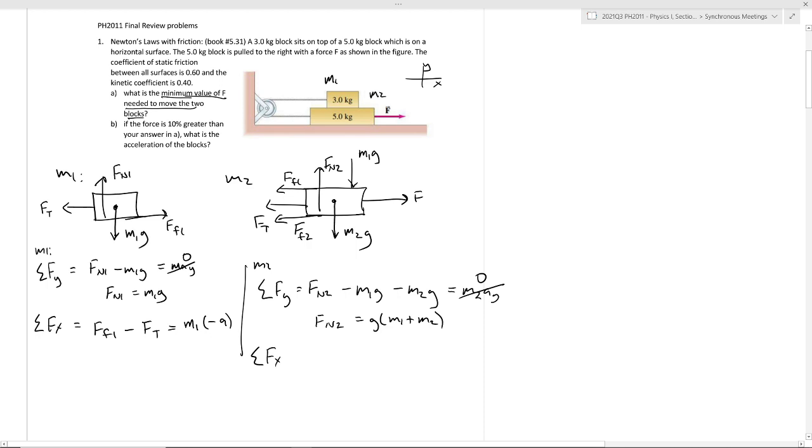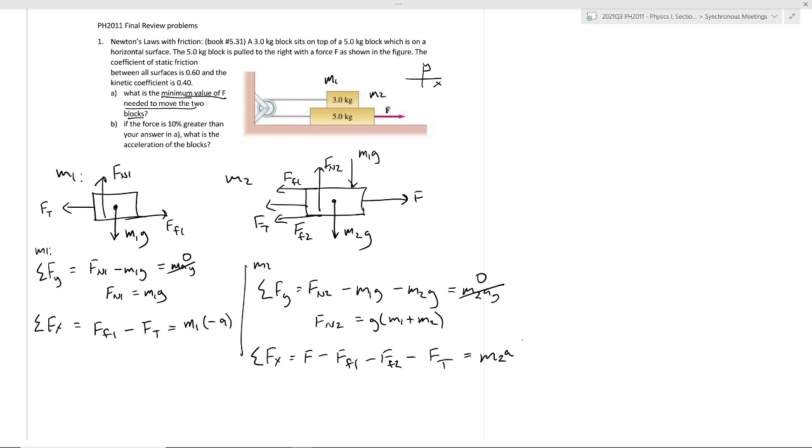And if we look at the sum of the forces in x, we have a fair number to keep track of here. We have the applied force F. We have minus F1 minus F2 minus the force of tension. And that's going to equal m2 times the acceleration in the x direction, which I'll just call a, recognizing that since the blocks m1 and m2 are connected, they have the same acceleration if they're moving together.